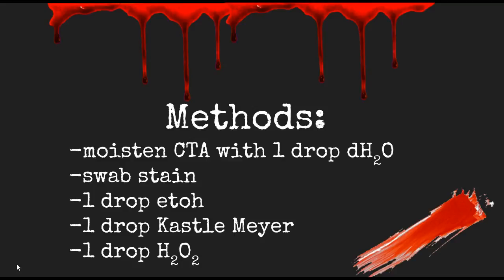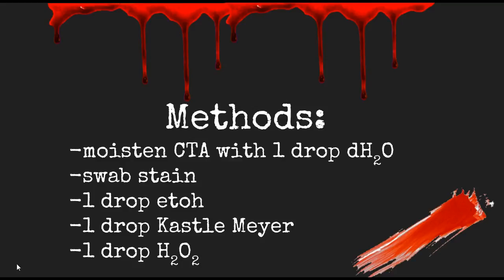The methods here, so the first thing you're going to do is you're going to moisten a CTA. CTA is a cotton-tipped applicator, fancy name for a Q-tip. So you're going to moisten a Q-tip with 1 drop of distilled water. Again, you're going to need the dropper bottle that's labeled DH2O. At that point, you're going to swab the stain. You need to swab it gently. You don't want to pick up a lot, and I'll explain why you don't need to pick up a lot during the demonstration video. But you need to basically get the Q-tip wet. You need to kind of lightly roll it over the stain.